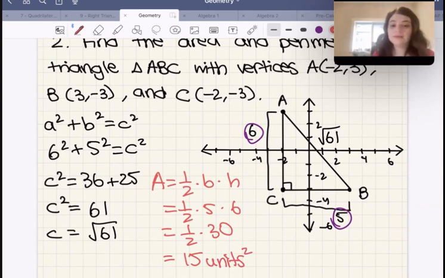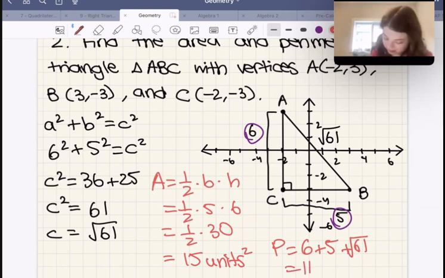Now, what about the perimeter? The perimeter is just adding up all the side lengths. So 6 plus 5 plus the square root of 61. Now, 6 and 5 I can combine. I can easily say, well, 6 plus 5, that's 11, right? But root 61, how do we add that? Well, if you're allowed a calculator and you're supposed to round, you can type in root 61, which is going to be about 7.8, and then add 11 to that and get 18.8. So this is about 18.8.